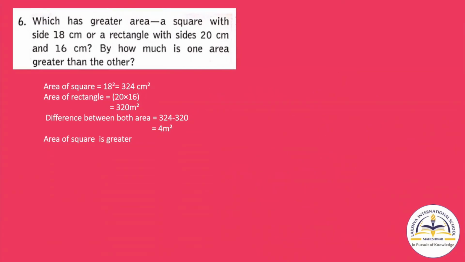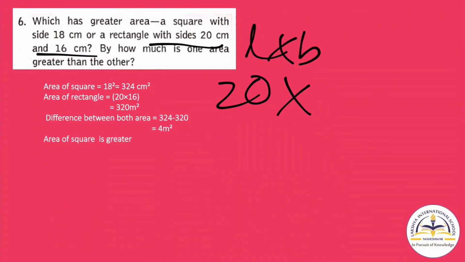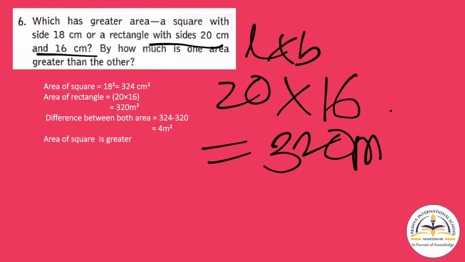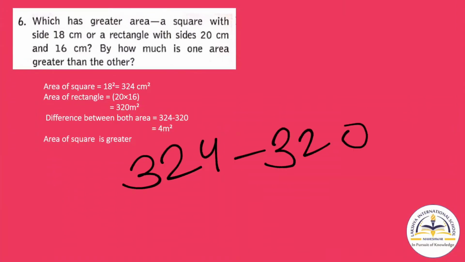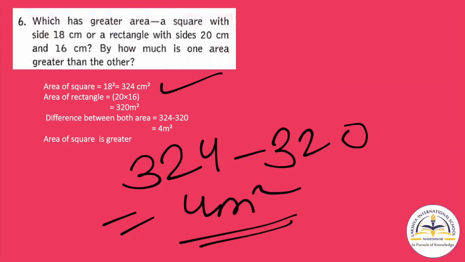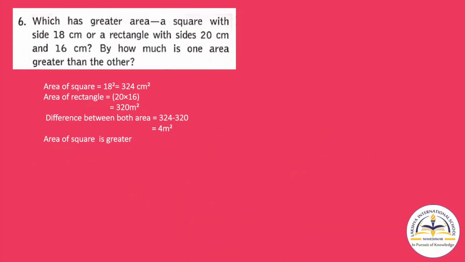Now for area of rectangle, it is given 20 and 16, L into B, it means 320 centimeter square. Now 324 minus 320, this is the larger quantity, 4 centimeter square. So the area of square is greater than the area of rectangle by 4 centimeter square.